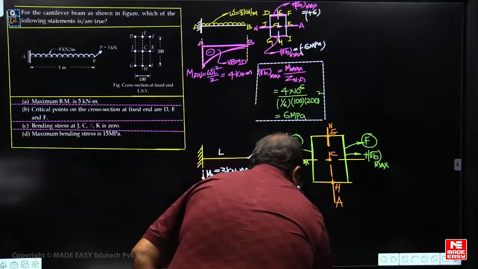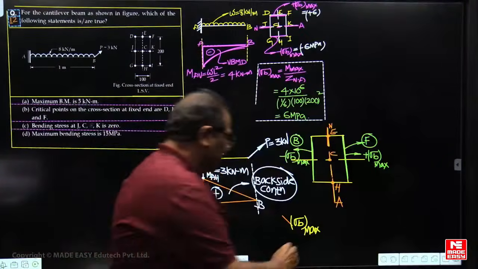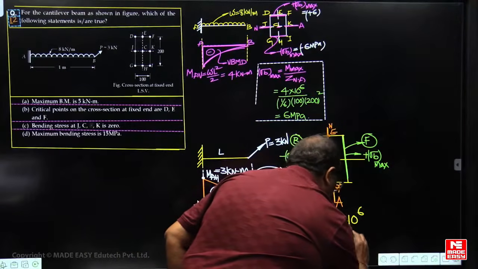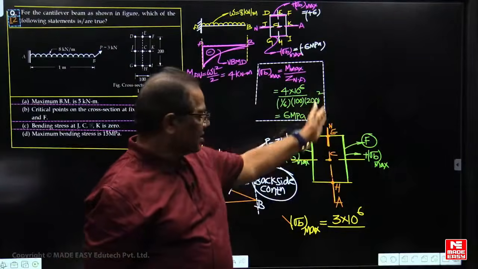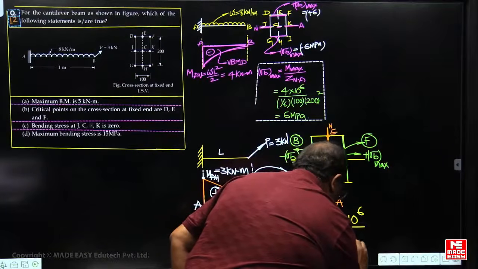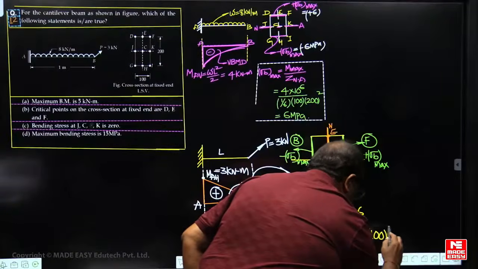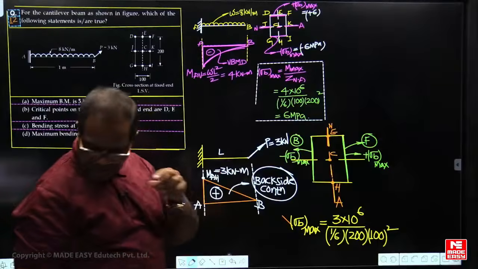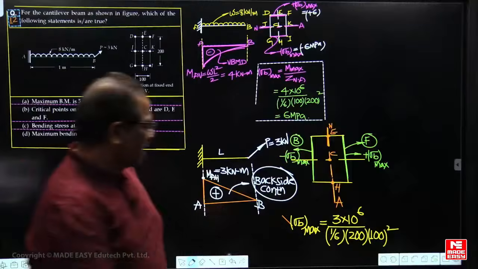So your sigma B max is M max. But the M max value now, 3 kilonewton meters. And Z should be taken about neutral. This is a neutral axis. Now what the section modulus about this now? 1 by 6, 200 into 200 square, 200 into 100 square. Simplify this now. This value you are getting, 9.